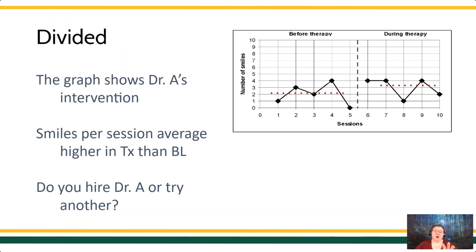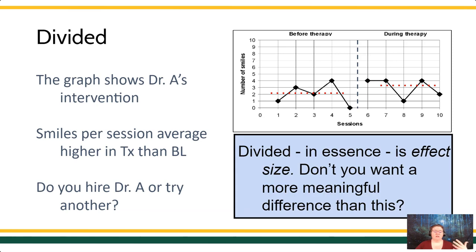These data are not divided because there's so much overlap between those two conditions. And that's important because overlap is telling us about this thing called effect size. Divided, or the overlap, is in essence the amount of effect or the amount of meaningful difference that we actually produced in the behavior. And wouldn't you want to actually produce a big and meaningful difference in the life of your client?